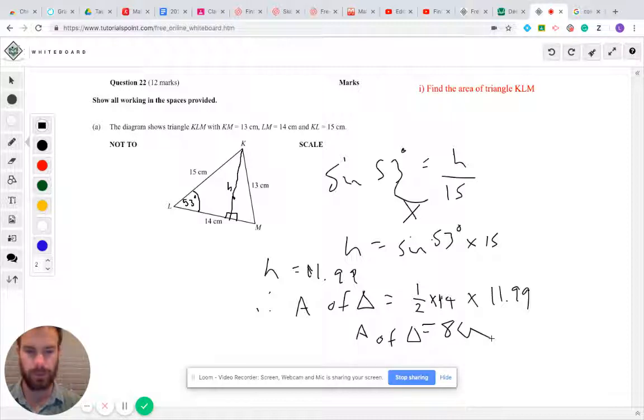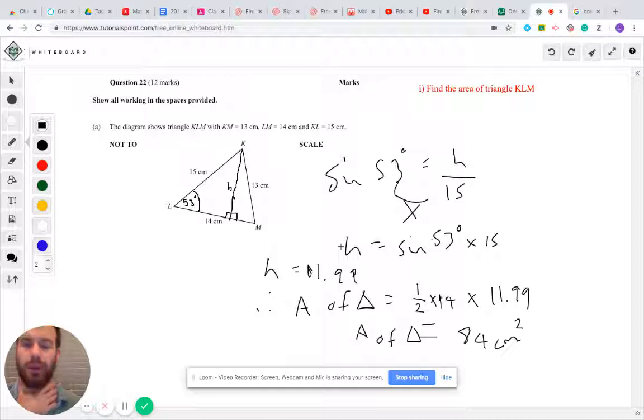That pen tool is marking up again. It doesn't like sensitive touch. Sorry. There we go. So what we can take from that is this is 84 centimeters squared.